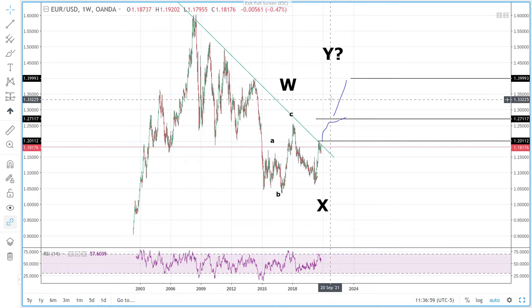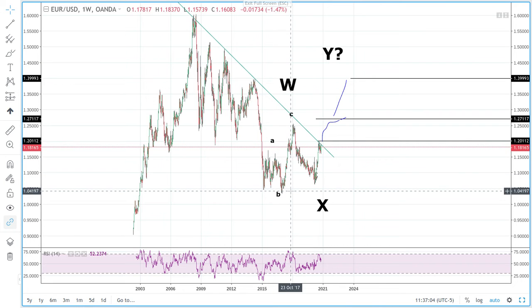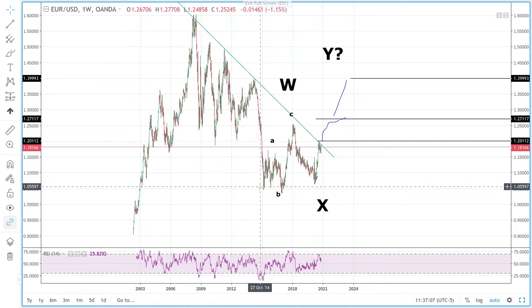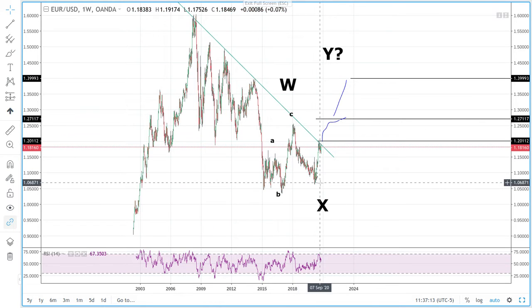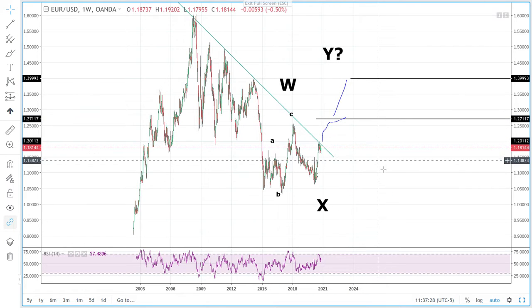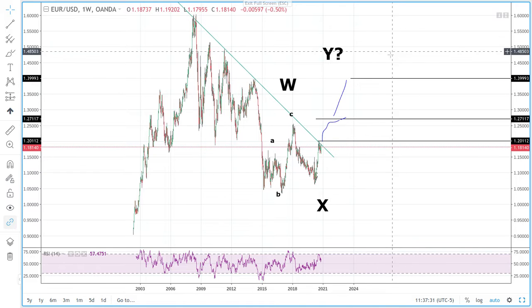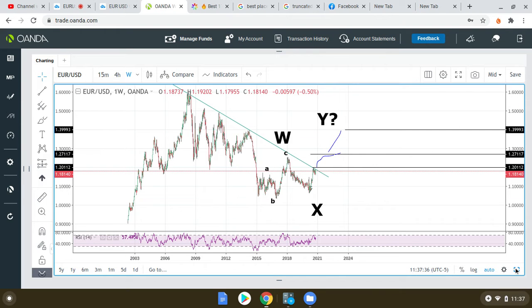Now we expect a movement up, and it's a wave Y. We expect wave Y to at least be equitable to what wave W was, at least in length. And if that's the case, our first target, I believe, is going to be 127.11. So right now we're at 118.14. Okay, so that is how we will look at that.